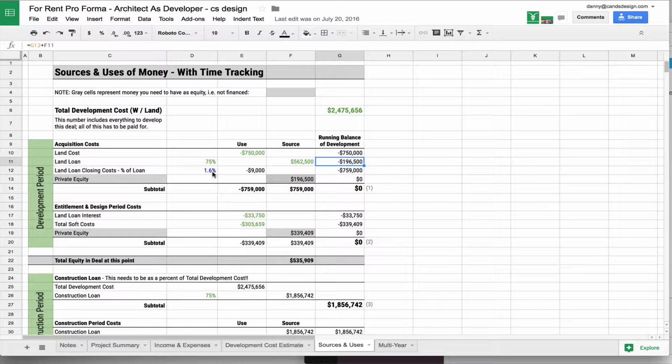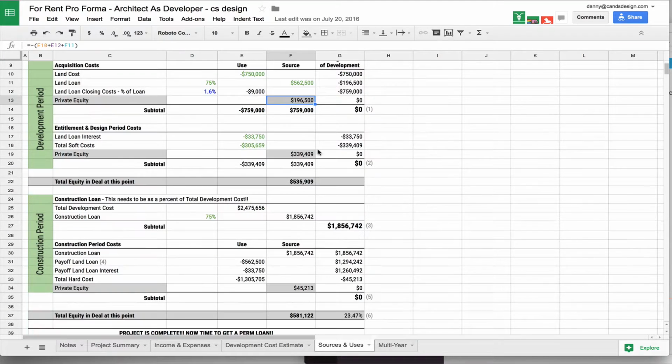Don't forget, you've got to take into account land loan closing costs, things like that. I've put it at 1.6%. And therefore, what you really need at this point is just a little under $200,000. And you're back to zero. Let's call it you're back to zero, because you've essentially acquired the land, you've used your equity, you've gotten a loan. Now the next batch of funds that you're going to need is for the entitlement and design.